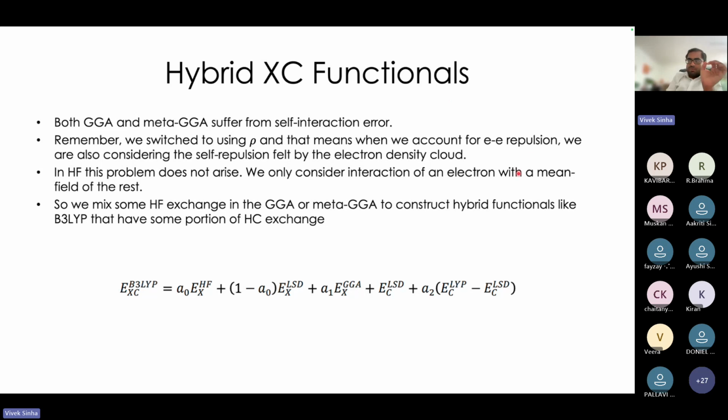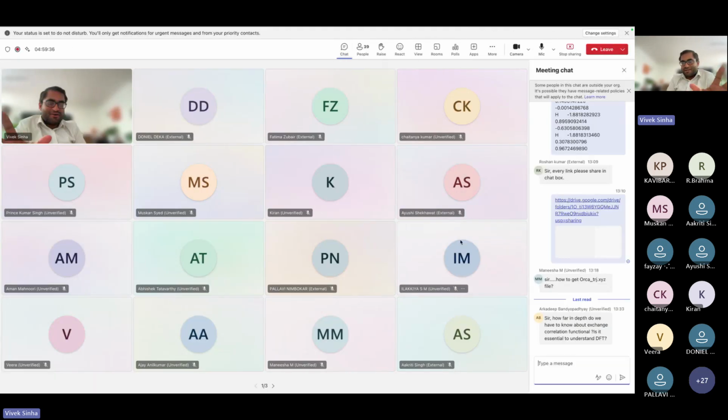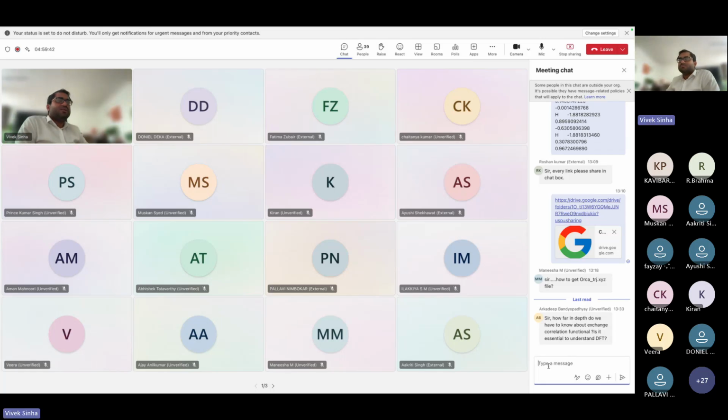I want to take a moment here and ask you if you have questions. I would be surprised if you did not have questions here. There is a very interesting question from Arkadeep. How far in depth do we need to know about exchange correlation functionals? Is it essential to understand DFT?